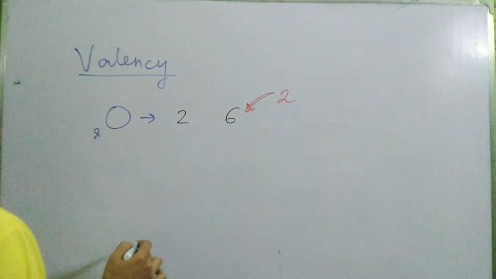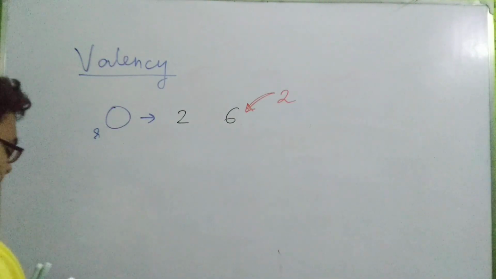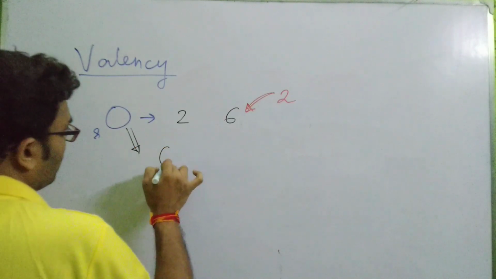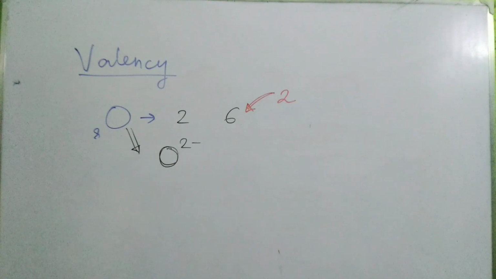When it accepts 2 more electrons, now it has 10 electrons and 8 protons. So it has an excess of negative charge. How much excess of negative charge? 2 excess negative charge. So we write it like this: O2 minus. Now this 2 minus is the valency of the oxygen atom. Okay. Likewise, consider another non-metal.